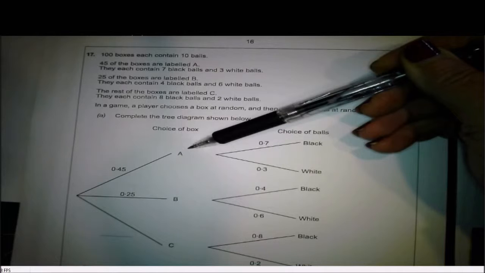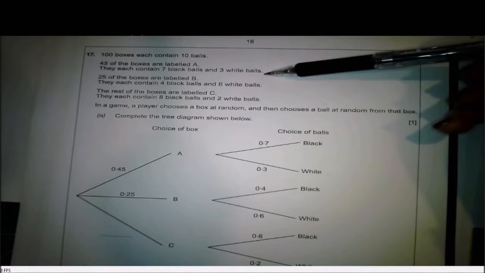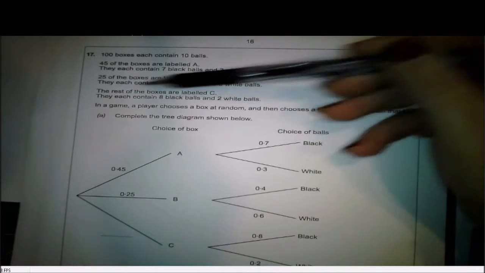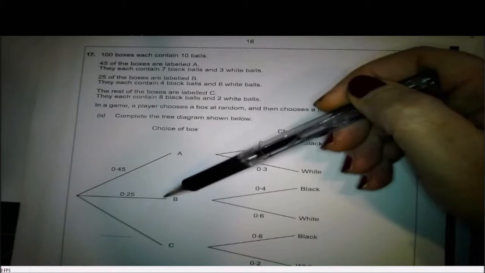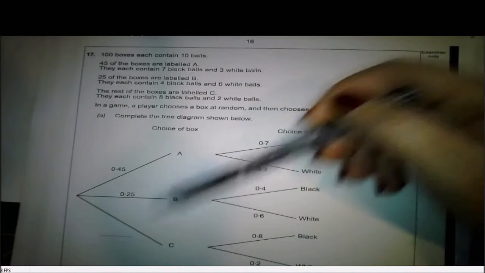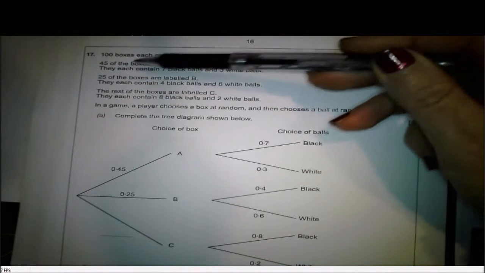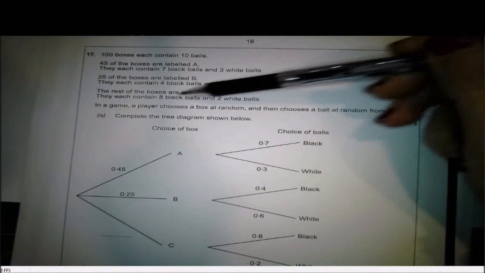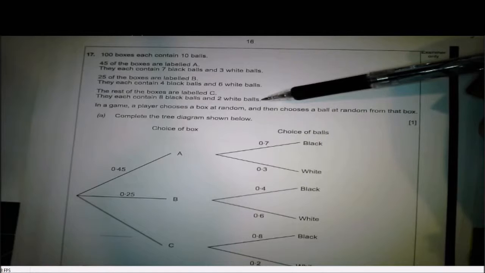45 of the boxes are labelled A. They contain 7 black balls and 3 white balls. 25 of the boxes are labelled B. They contain 4 black balls and 6 white balls. The rest of the boxes are labelled C. And they each contain 8 black balls and 2 white balls.